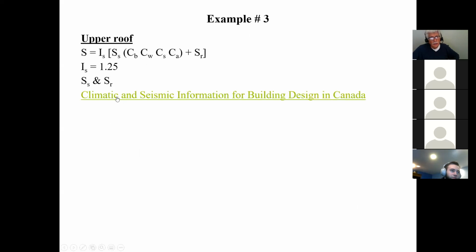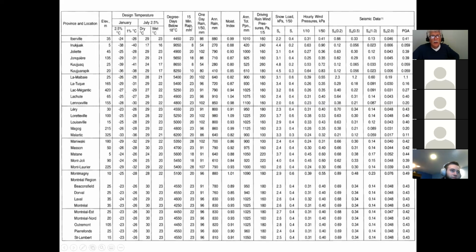Well, if I go look for Louisville, of course, it's in alphabetical order. So where is Louisville? Here's Louisville. So I'm going to go across. And therefore, the SS value and the SR value are right here. So I have 2.9 for the ground snow load and 0.4 for the associated load, and of course in kPa. So that's where I get the values for Louisville.